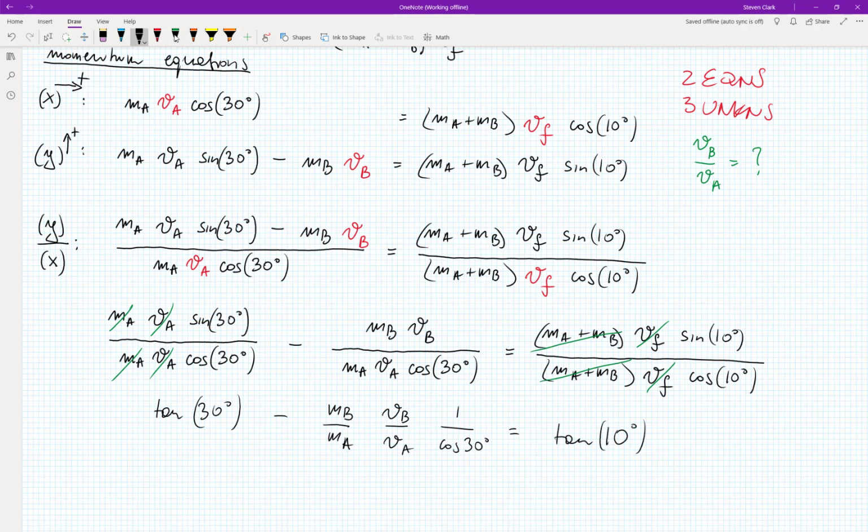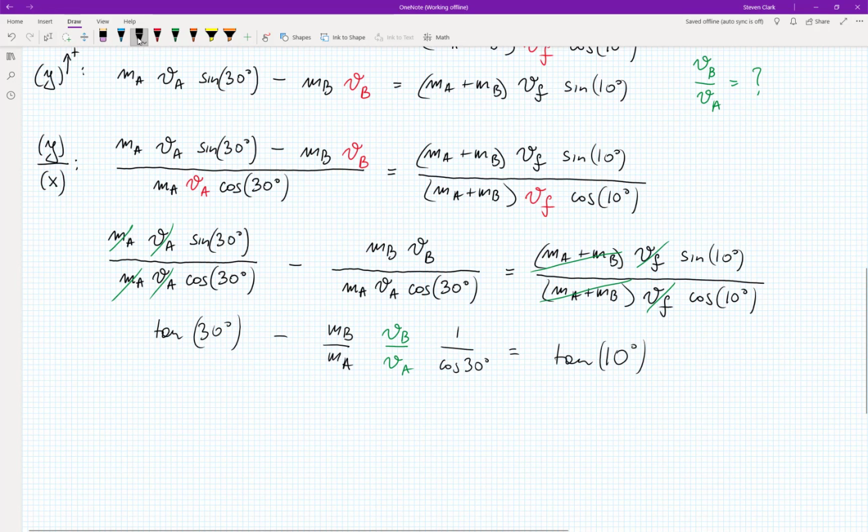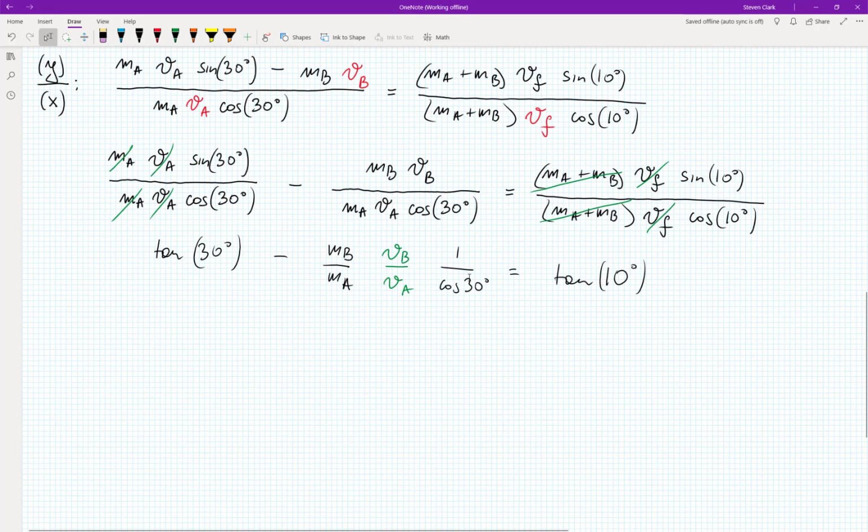So please observe that all of a sudden we have one equation and one unknown, where the unknown is this fraction. Okay, and we know everything else. So if you would like to figure out what that ratio is, just grab your calculators and obtain that VB divided by VA is approximately 0.4465.